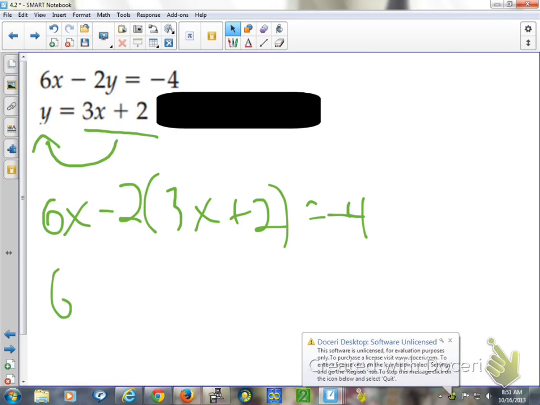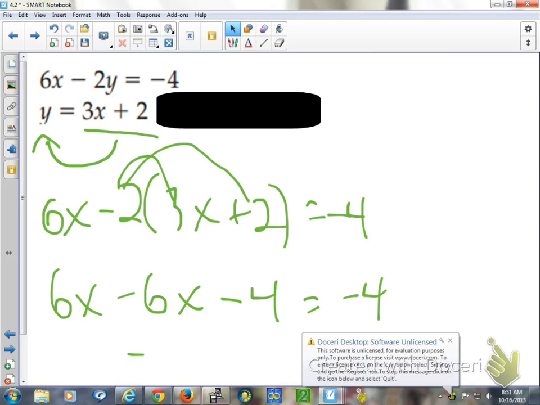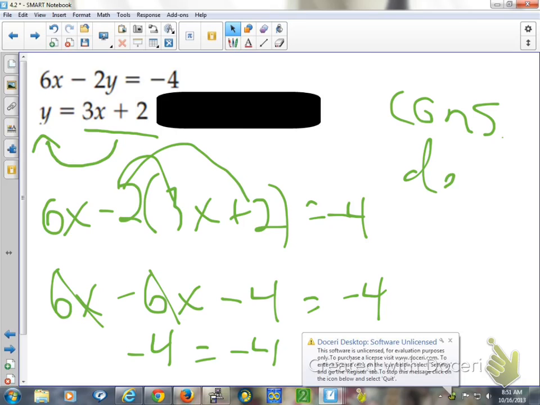So that's going to get 6x minus 6x minus 4 equals negative 4, which gives us negative 4 equals negative 4 when the 6x is canceled. Is that no solution? That's right, what is this? Consistent dependent, or infinitely many solutions. If it's a true statement, it's infinitely many solutions, not no solution.